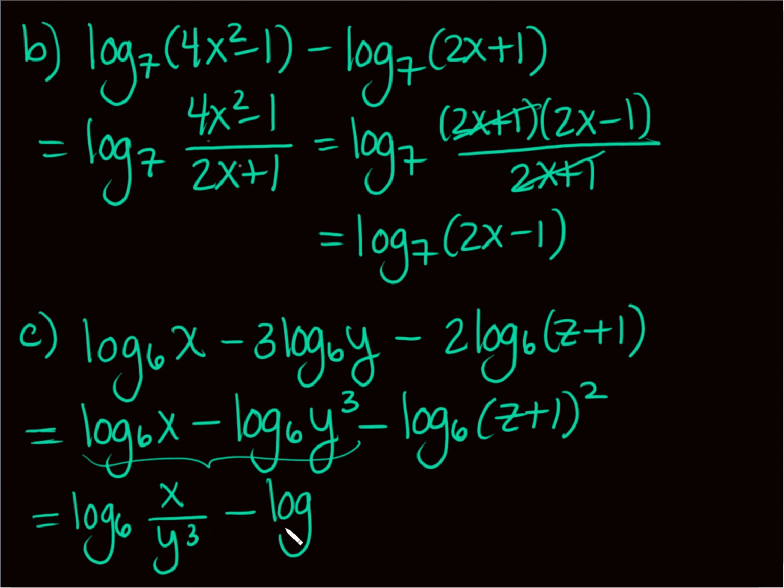What is z plus 1 squared? Again, what does subtraction mean? It means division. Where is that going to go? Well, it's definitely not going in the numerator, because that would be multiplication. So where does it go? It must go in the denominator because it's division. So my final answer is log base 6 of x over y cubed times z plus 1 squared. Okay, I hope those make sense.